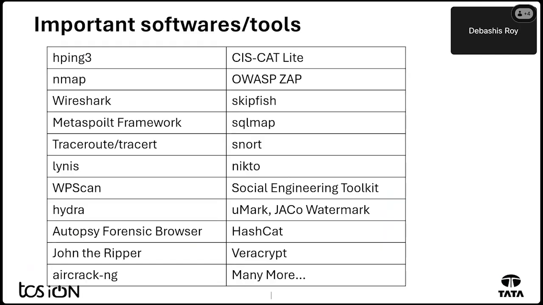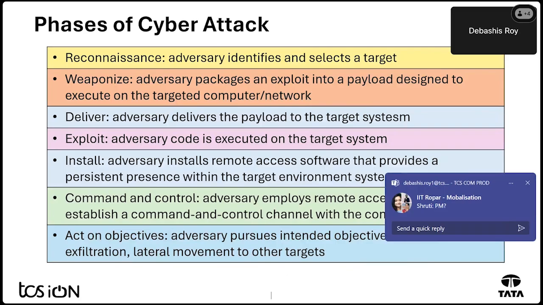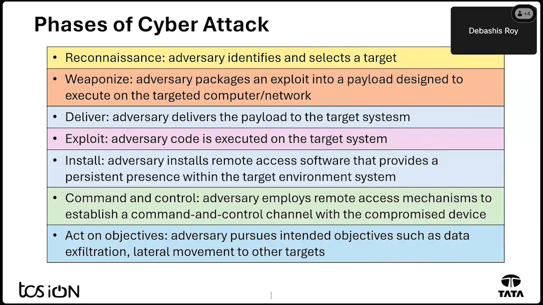Today, if I start showcasing them, coming down to the phases of a cyber attack. Now see, a cyber attack has multiple phases. This is the theoretical aspect that you need to know. One is called reconnaissance, where the adversary identifies and selects a target. For example, when I was using the Metasploit framework to find vulnerabilities, I tried to find out which systems are active and what the vulnerable ports are, so I can target those systems to attack.